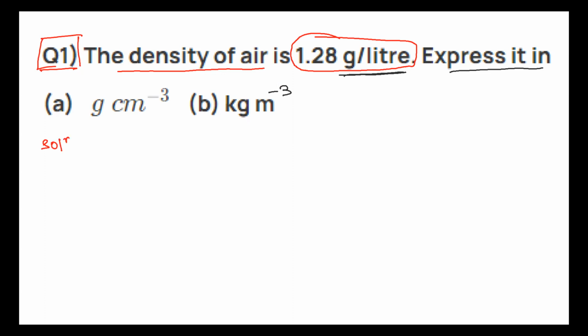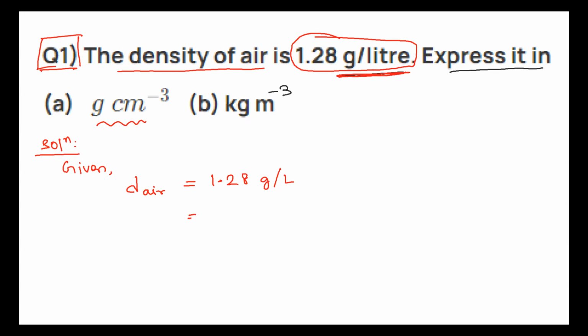Solution. Density. What is given? Density, D, for density of air, is given as 1.28 gram per liter. Now look, what we have to do is express this gram per liter into gram per centimeter cube. Gram is already there, we just have to bring centimeter cube in place of liter. Not a big deal.